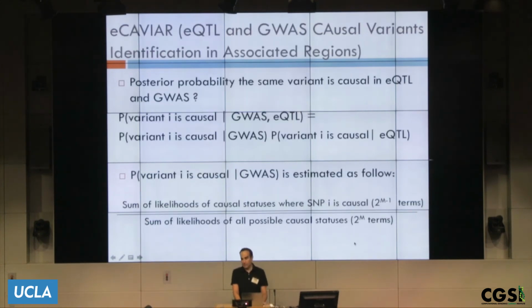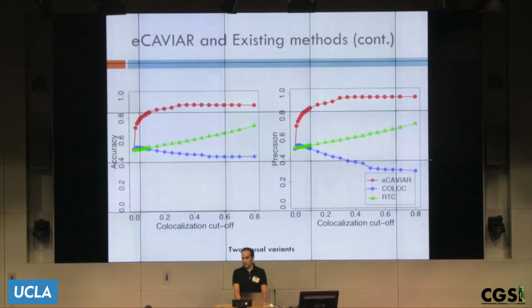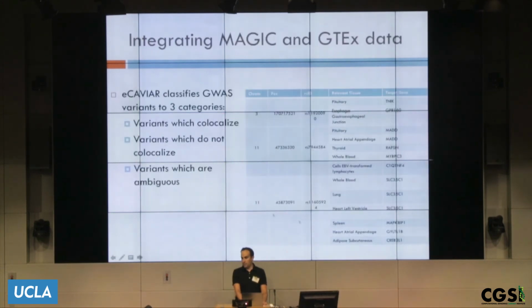It actually turns out that computing this probability is really simple. Everything decomposes: the probability that the variant is causal in both studies decomposes to the product of the probabilities of it being causal in each one, and we can compute this. I'm going to skip the details, but basically we were able to take GWAS and combine the GTEx data and identify the SNPs, splitting all the GWAS loci into 3 categories: variants that co-localize, variants that don't co-localize with any tissue, and ones that are ambiguous.